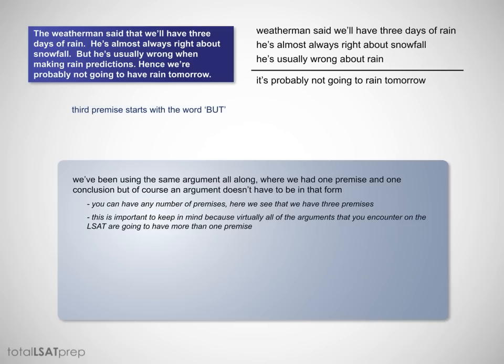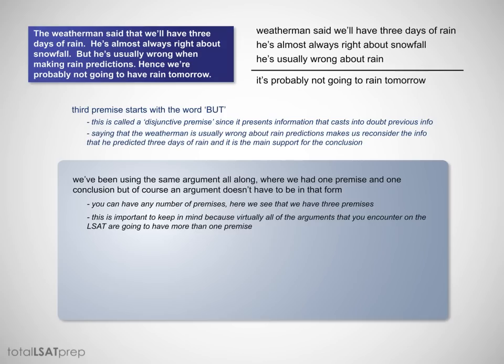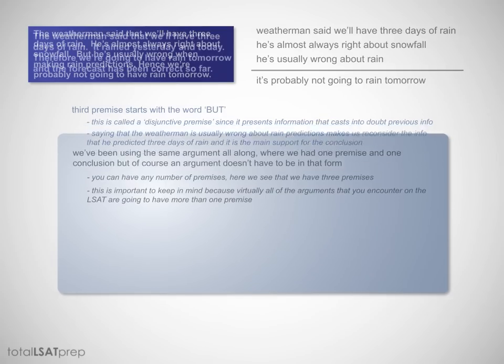This is the other common type of premise called a disjunctive premise, since it presents information that casts into doubt previous information. In this case, saying that the weatherman is usually wrong about rain predictions makes us reconsider the information that he predicted 3 days of rain, and it is the main support for the conclusion that we won't have rain. Unlike the previous basic premise type that simply adds new info, this premise adds new info that contrasts with previous info.